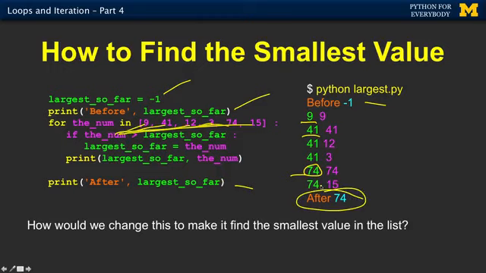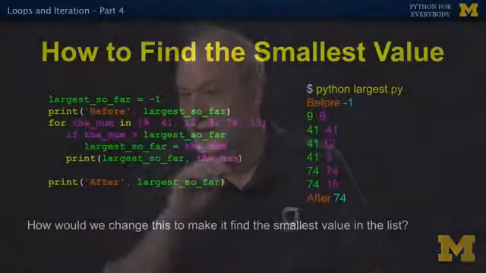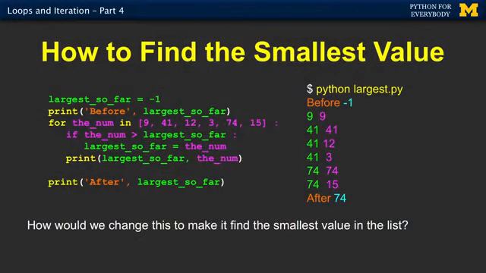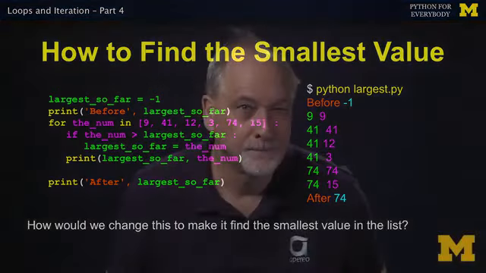So the question is, what would we do to change this to make it search for the smallest value in the list? Now you can look. Humans are good at this. Like, hey, what's the smallest value? It's 3. Yeah, of course, you know that. No, we've got to think like a computer. How are we going to find the smallest value in the list? What would we change here? What are some of the things you might change?